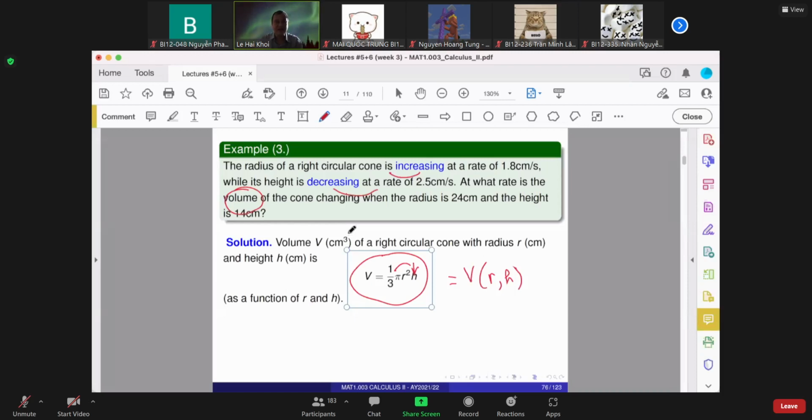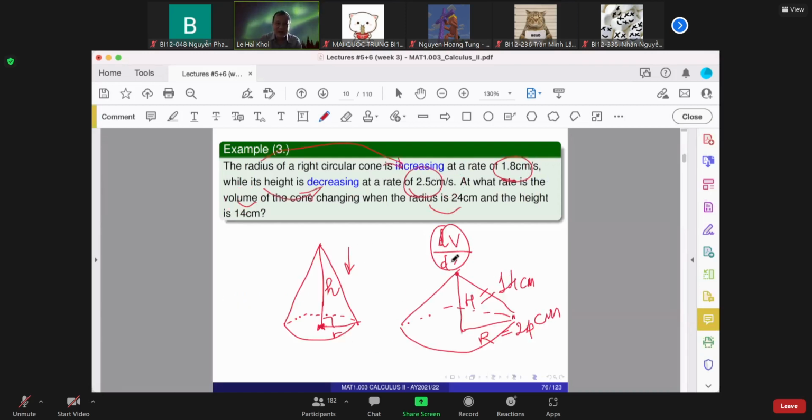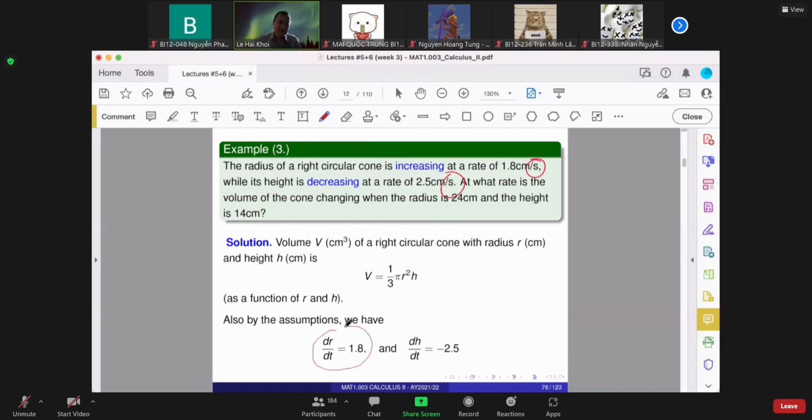The rate of change of the radius. See, we talk about timing. Now we see, we talk about timing. Then here we understand that we should take the derivative with respect to t, the time, right? Measured in seconds. So the rate is 1.8 for the radius increasing. Then it means that you have r prime with respect to t, or dr over dt, is 1.8. But with 2.5, you have decreasing. Then the rate must be negative 2.5, because the height is decreasing. And you have h prime of t is negative 2.5.